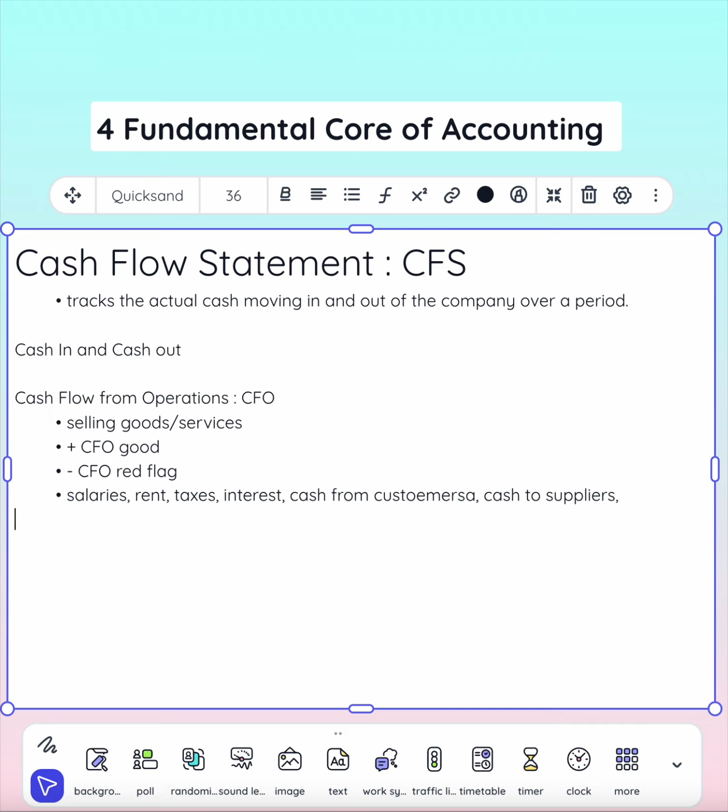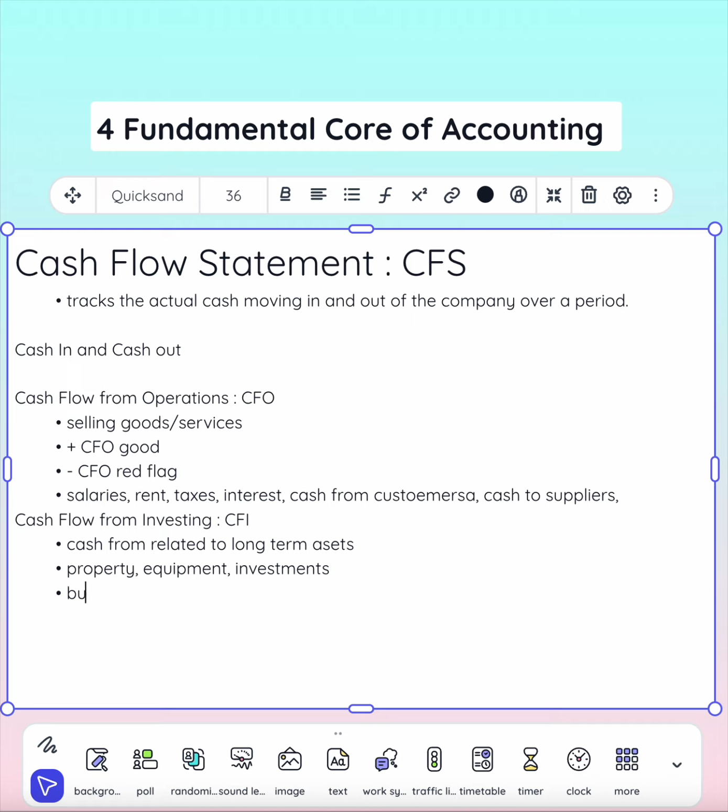So now let's talk about another section of the cash flow statement: cash flow from investing, or CFI. What is it? It's cash flow related to long-term assets, for example property, equipment, and investments. Okay, why does it matter? Because it shows if the company is investing in growth.